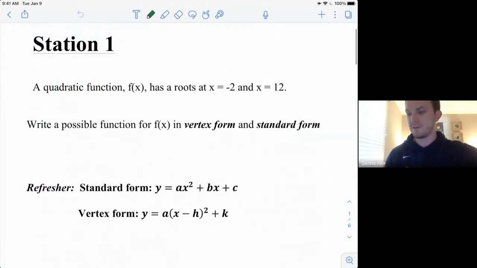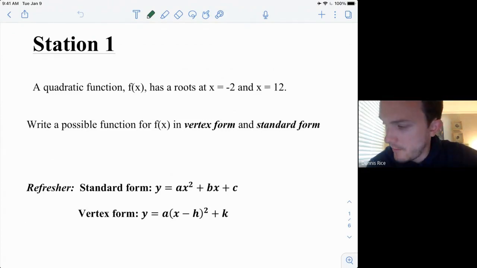So a quadratic function, f of x, has roots at x equals -2 and x equals 12. These are available on Classroom too if you'd rather look there. Write a possible function for f of x. We say possible because there are things you can do to create an infinite number of them in vertex and in standard form. And then there's a little refresher there about the difference between the two. So take a few minutes to try this one.